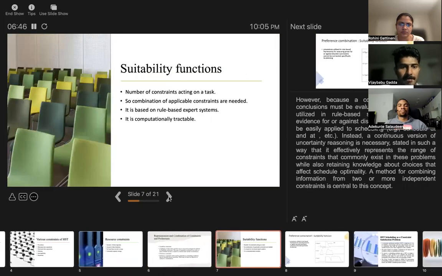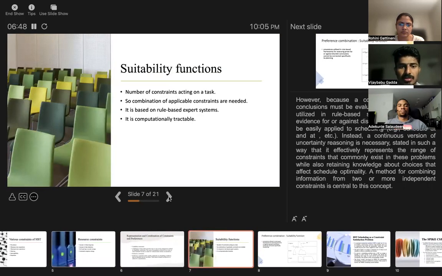Next slide. Suitability functions. A number of constraints act on a task, so a combination of application constraints is needed. However, because a continuum of scheduling conclusions must be evaluated, the methodologies used in rule-based systems for evaluating evidence for or against discrete conclusions cannot be easily applied to scheduling.